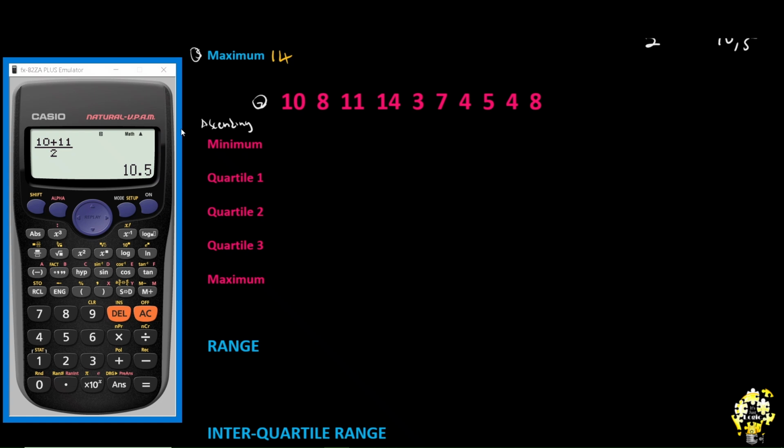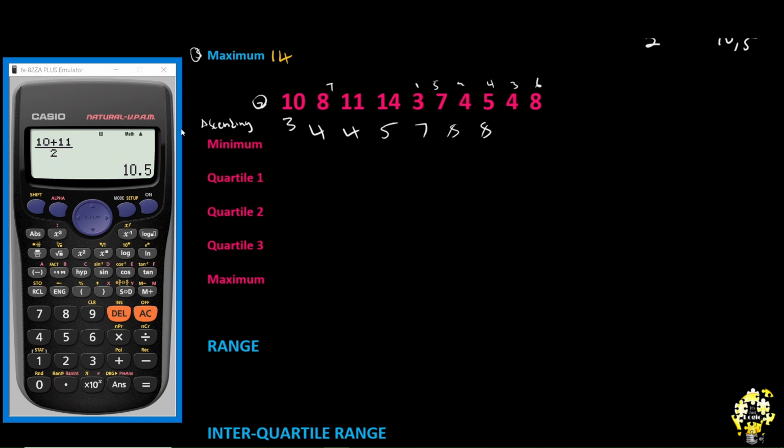Now, what's the first value? It's 3. I can see we have a 3 here. I'm going to come here and write a 3. What else? I have a 4. I have another 4. It will be number 3. I have a 5. I also have a 7. What do I have also? I have an 8. I have another 8.